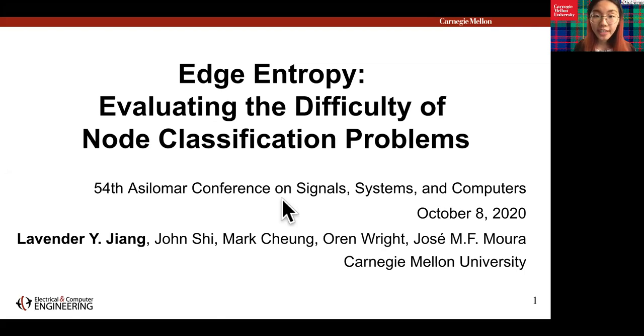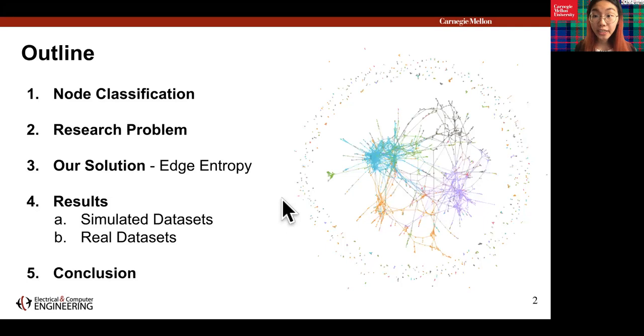So I will start by defining what a node classification problem is, and it has to do with this graph on the right here. Then I will formulate our research problem. After that, I will talk about our solution, which is edge entropy. And then I will support edge entropy with both results from simulated and real data sets. Finally, I will talk about our conclusion.